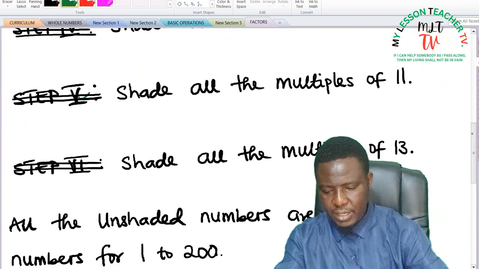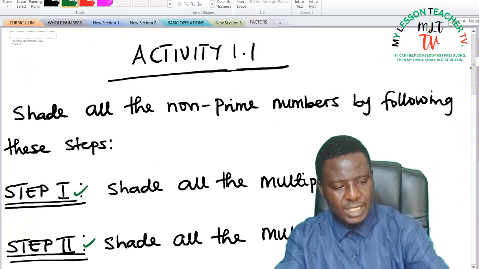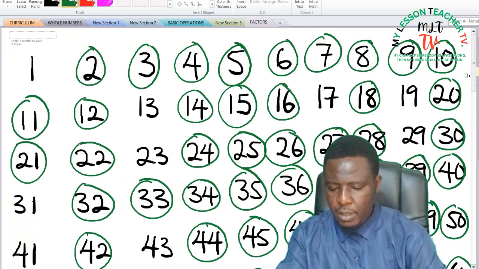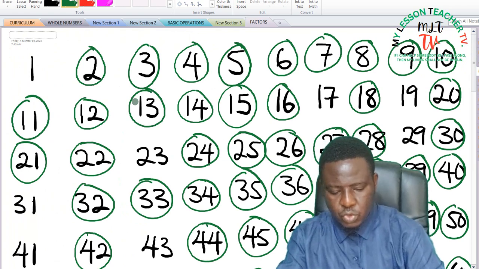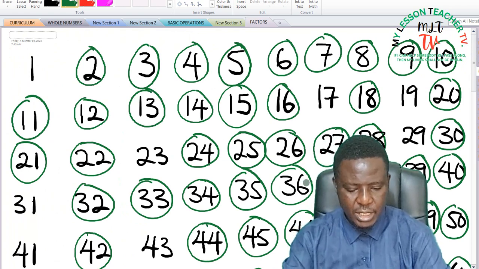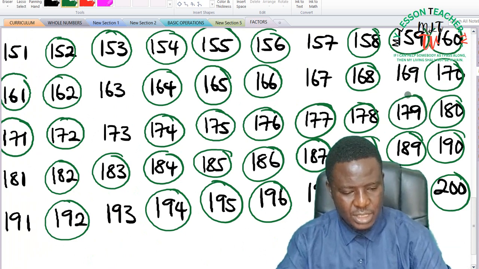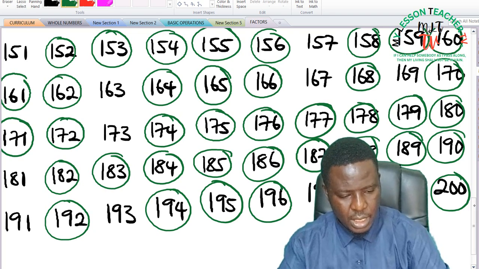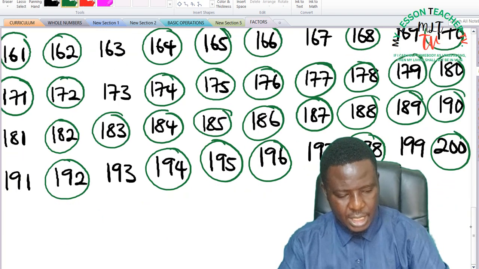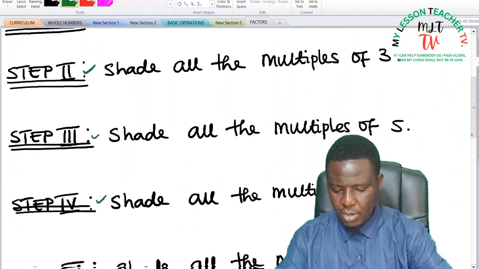We shall take the sixth step, which is to shade all the multiples of 13. So if you go back to shade multiples of 13, we have 13 itself. 13 times 2 is 26, that we shaded. Then we get to 179. 179 plus 13 is 192. 192 has been shaded, and that is where we stop. So we have shaded all of this.